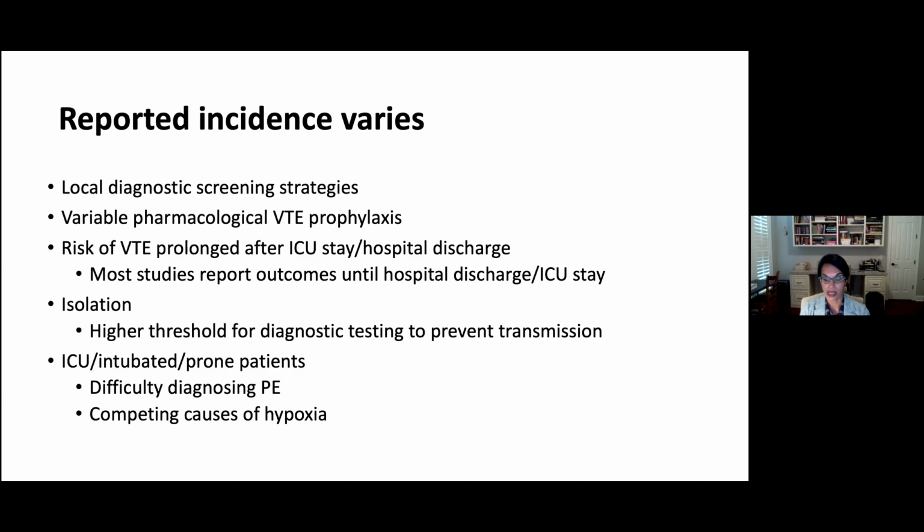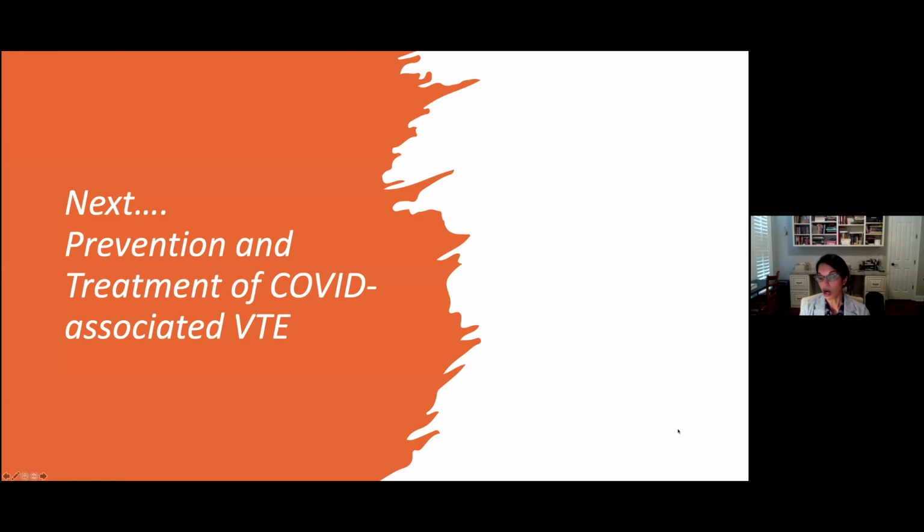And mandatory isolation of COVID patients lends itself to higher thresholds for diagnostic testing to prevent transmission. So again, this could lead to lower diagnosis rates. Routine imaging may also be difficult to obtain or interpret in ICU patients that are intubated or prone positioned, again, potentially underestimating the VTE rate. And then competing causes of hypoxia may obscure the diagnosis of VTE. So regardless of how we analyze this, there's clearly a signal for COVID-19 being a prothrombotic disease.